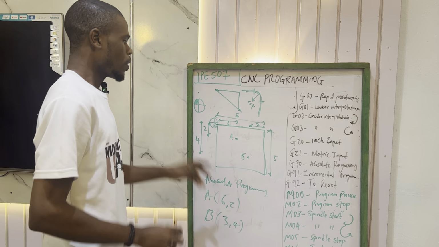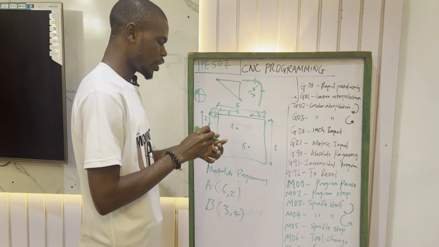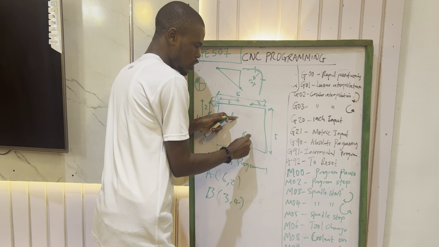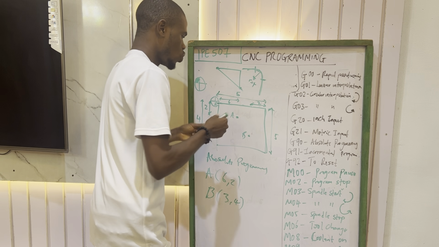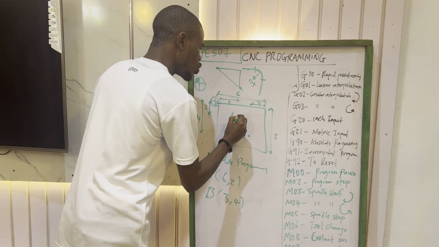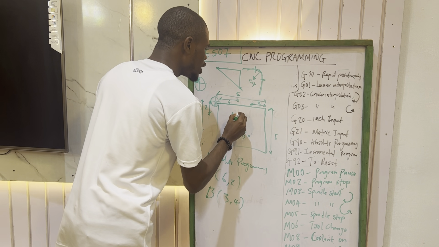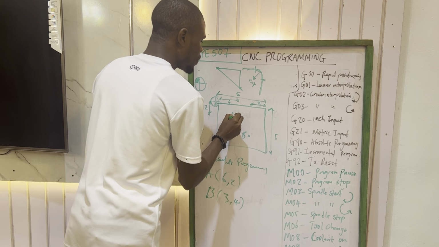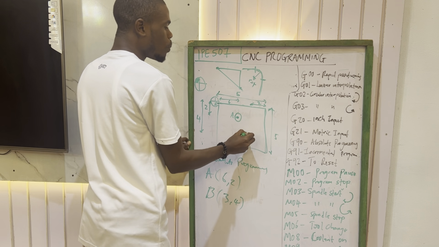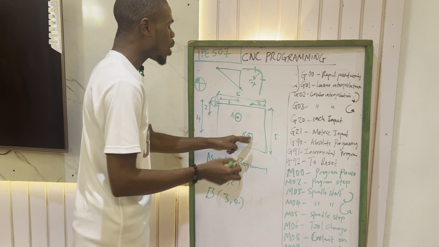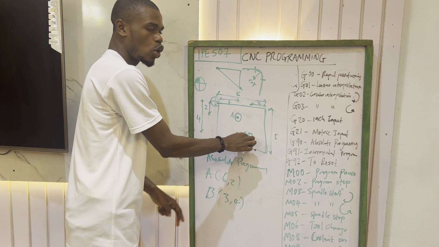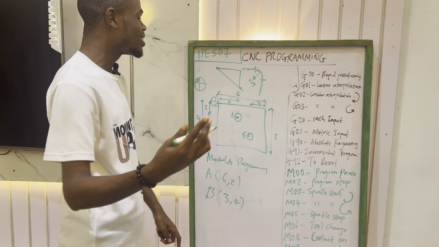This one is 4. Okay, we moved from this particular point to this particular point. Initially, we were on A. So we have done our operation. Assuming we did a drilling operation on this point, and after we are done drilling on point A, we now move to point B. In absolute programming, you have to take your reference back from this origin to be able to get the coordinate of this place. But for incremental, it's different.